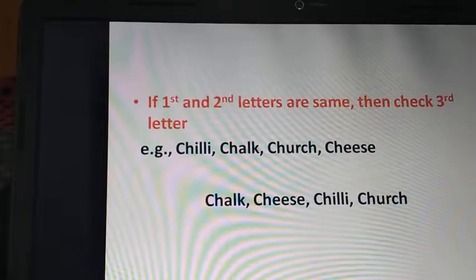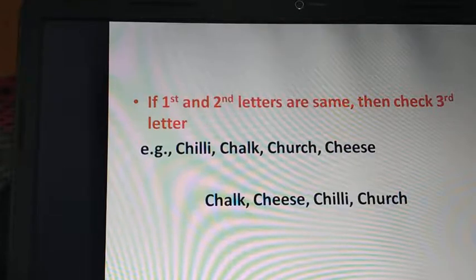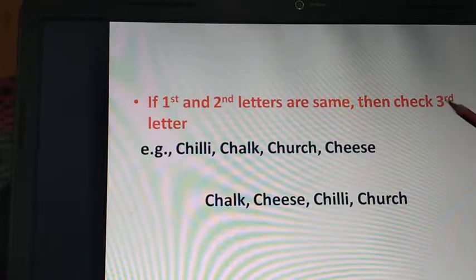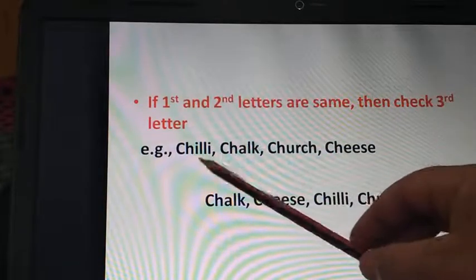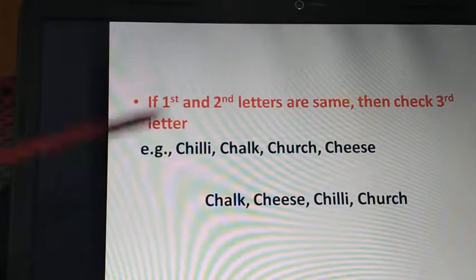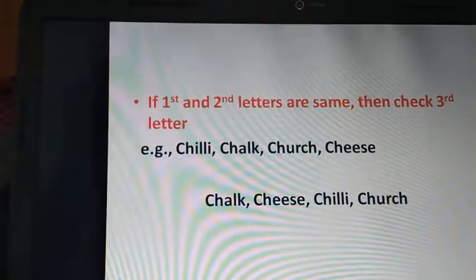Now, if first and second letters are the same, if we are provided words where the first and the second letters are the same, what procedure do we have to adopt at that time? Which rule do we have to follow? Then we have to check the third letter. Let us see how with the help of this example: chili, chalk, church and cheese.